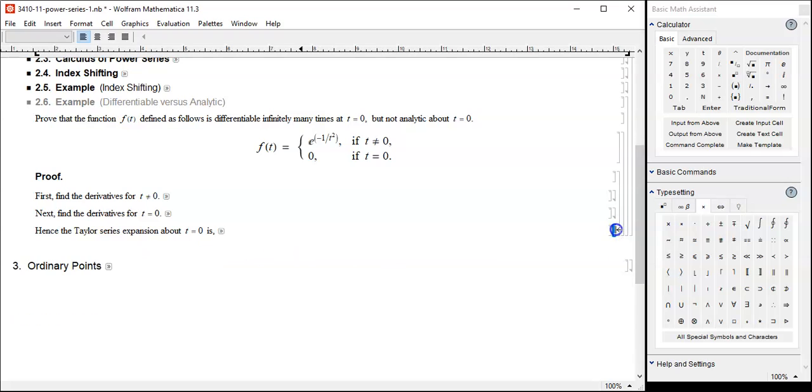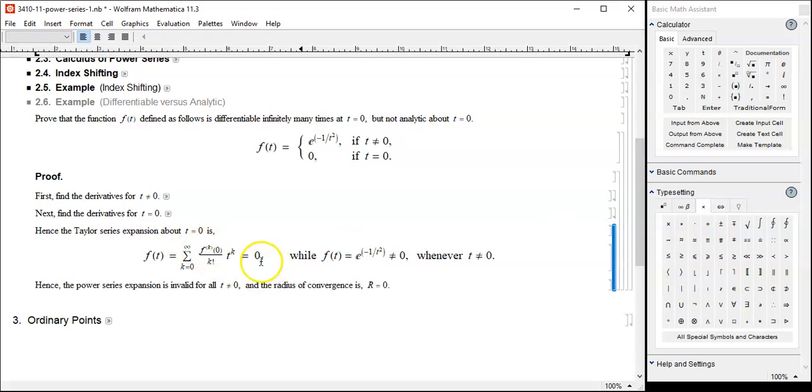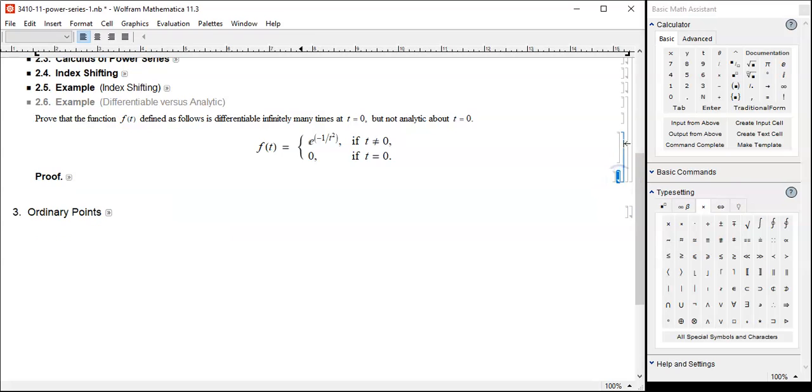So in the end, the Taylor series expansion turns out to be all 0, but this is not a 0 function. It's 0 only for t equal to 0. So the radius of convergence is 0. It's valid only for t equal to 0, otherwise invalid. So this function is not analytic. Differentiable infinitely many times, yes, but not analytic.